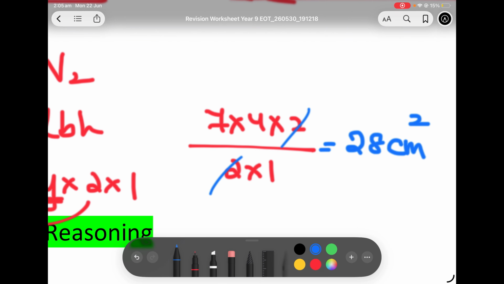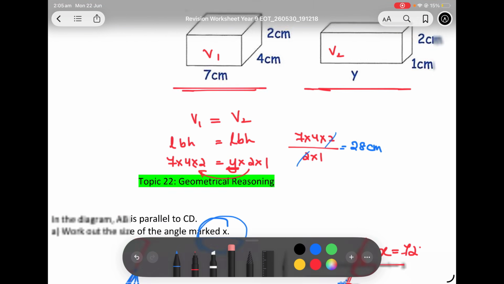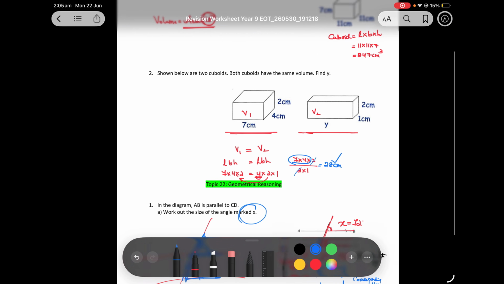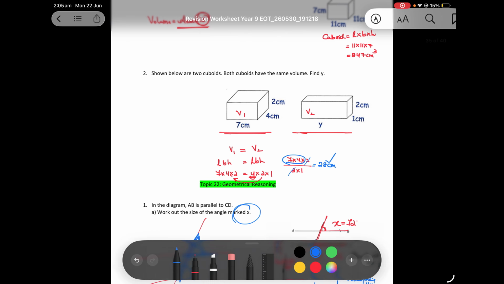Sorry, not 28 centimeters squared; 28 centimeters would be the value of y is what I'm left with here. Why is that so? Because 7 4s are 28. So 28 centimeters. That's how you calculate the volumes.